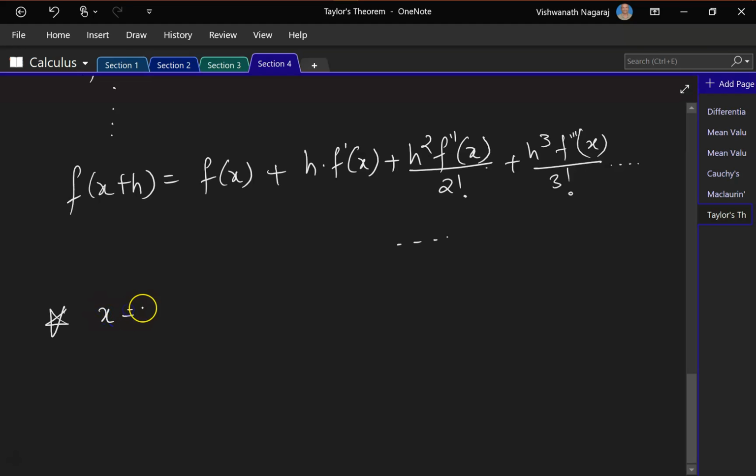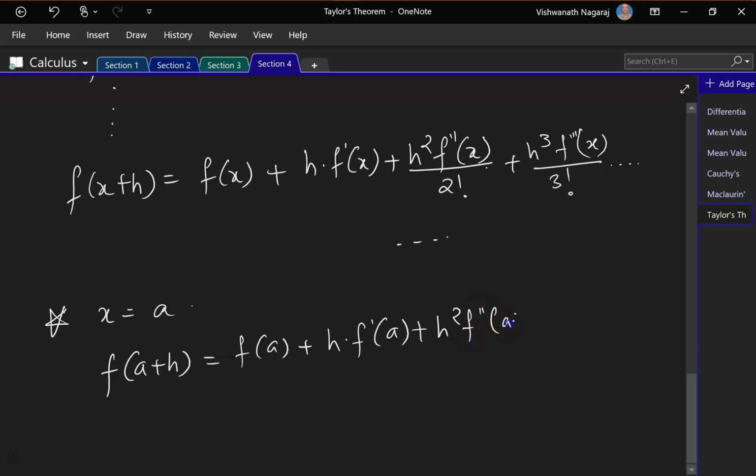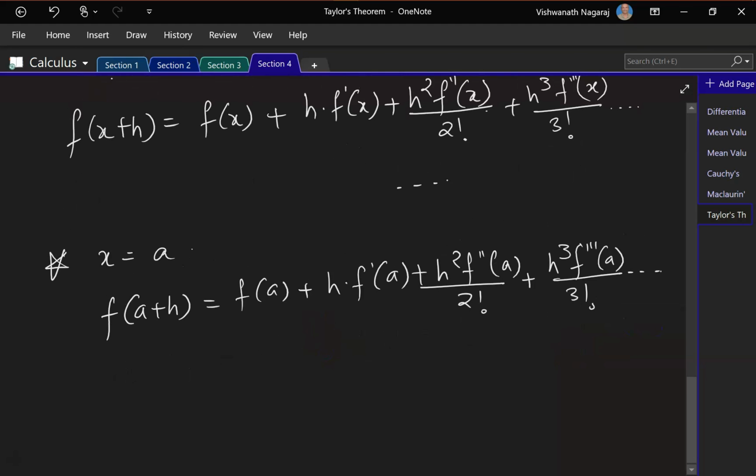Let x is equal to a. F of a plus h becomes f of a plus h times f prime of a plus h square f double prime of a by 2 factorial plus h cube f triple prime of a by 3 factorial and so on. Pretty straightforward. Instead of x we are just saying a.